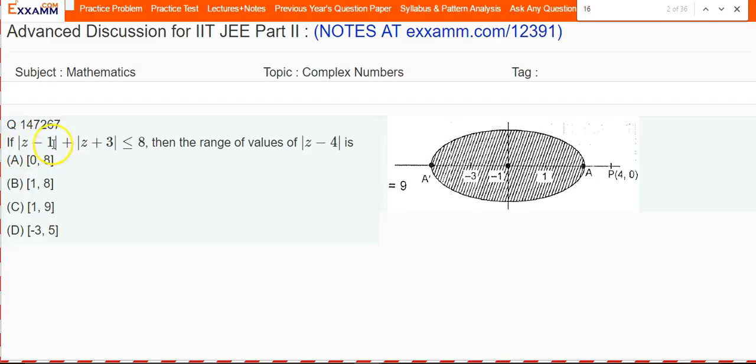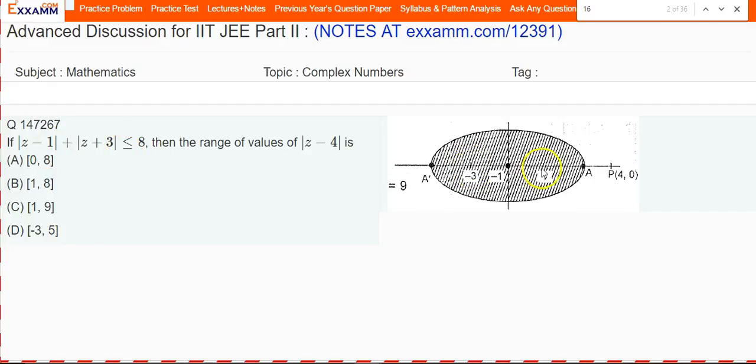Here, modulus of z minus 1 plus modulus of z plus 3 is given to be less than or equal to 8. So what is the value of z1 here? It is 1. And what is the value of z2? It is minus 3, because in the equation it was modulus of z minus z1 plus modulus of z minus z2 is equal to 8. Now since here we are saying it is less than or equal to, it means all points lying inside this ellipse with foci at 1 and minus 3.